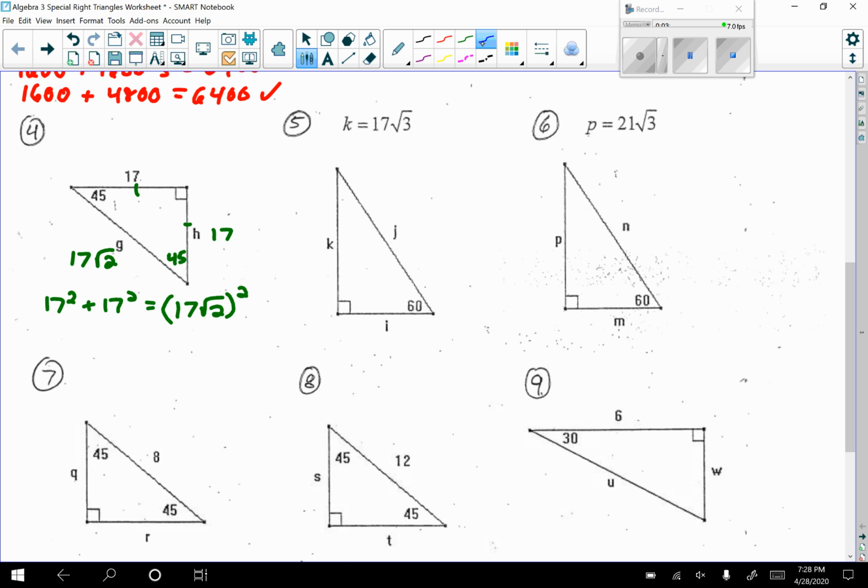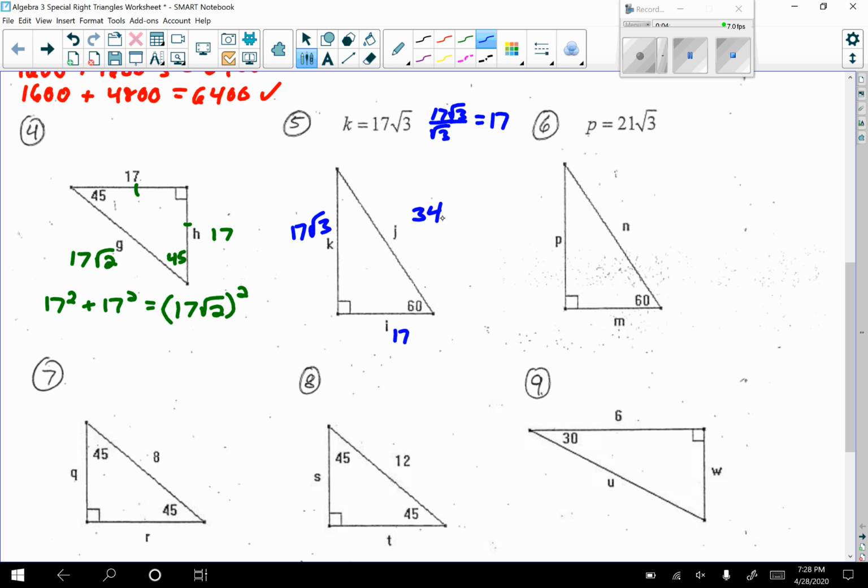All right, for number 5, now we're given the longer leg, so K is the 17 radical 3. Again, I want to go back to the short leg. All I have to do to go from the long leg to the short leg is divide by radical 3. So if I took 17 radical 3 and divided by radical 3, I'm just left with 17. So it's nice when the long leg has the radical 3 with it. To go back to the short leg, we simply just remove the radical 3. So I is going to be 17, and then to go to the hypotenuse, we just double that.